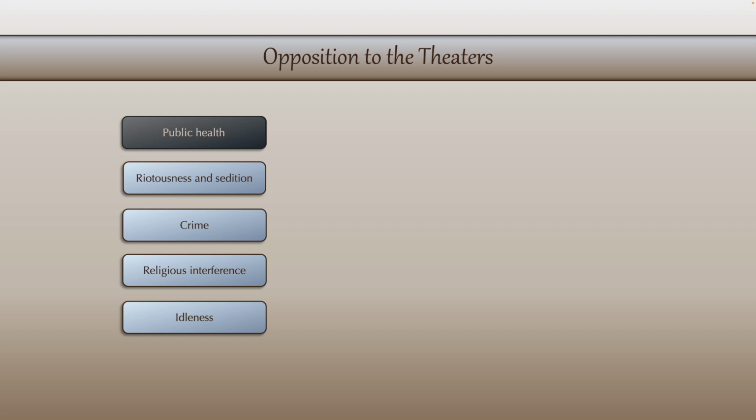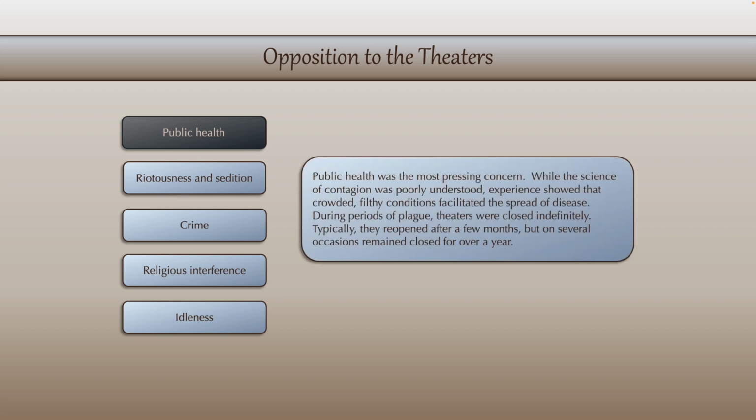Starting with public health, which was probably the most serious. We're talking about plague, essentially. Public health was the most pressing concern of the period. So while the science of contagion was poorly understood, they recognized that crowded, filthy conditions facilitated the spread of disease. So during periods of plague, which were quite frequent, theaters were closed indefinitely. And during Shakespeare's period, this happened almost every other year, it seemed. Typically they reopened after a few months, but on several occasions, at least 3 that I can think of, they remained closed for almost a year, a couple times a little more than a year. And this obviously put tremendous pressure on the theater companies.